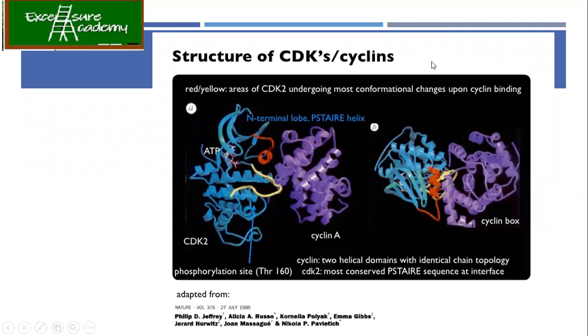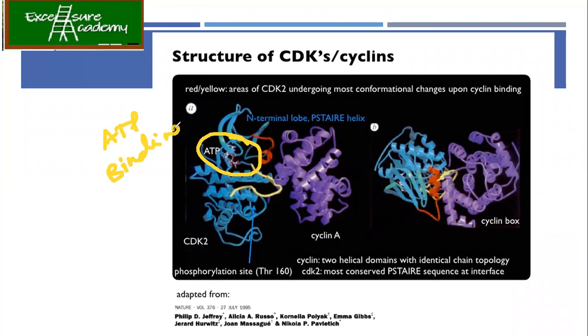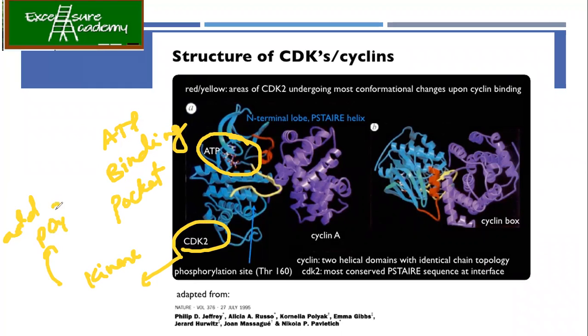Now, this is one example shown here: CDK2 interacting with cyclin A. You can see in the figure that CDK2 has the ATP binding pocket. Why is this required? Because CDK2 is a kinase, and a kinase is going to add a phosphate group from ATP. From the ATP hydrolysis you get a phosphate group, and that phosphate group is added to the substrate.